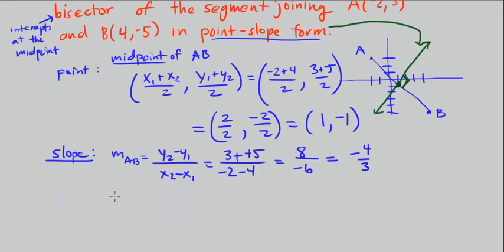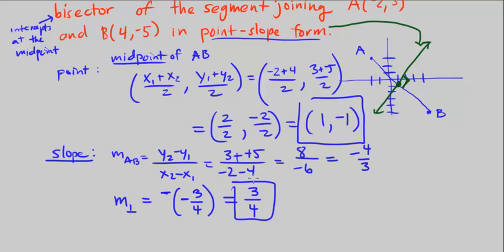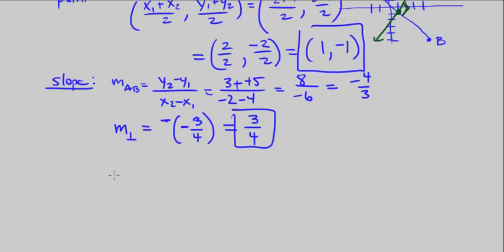So we know the slope of our line, the perpendicular bisector, is going to have the negative reciprocal. So it's going to be negative, and the reciprocal means to flip the numerator and denominator. So negative of this number with the numerator and denominator flipped, and two negatives make a positive, so 3/4.